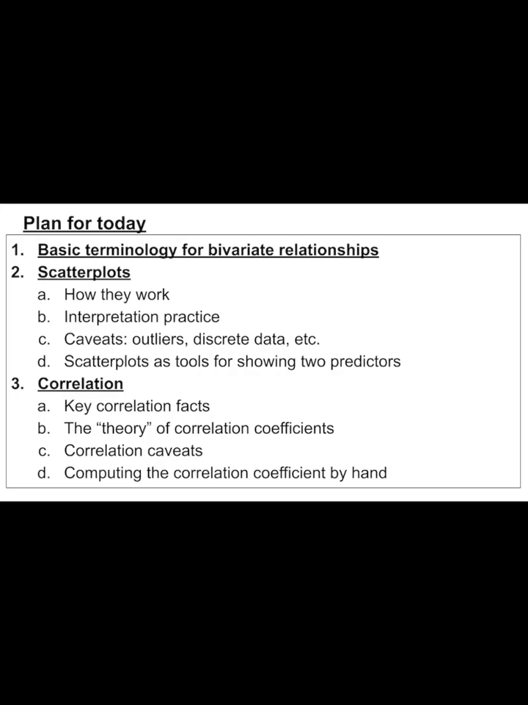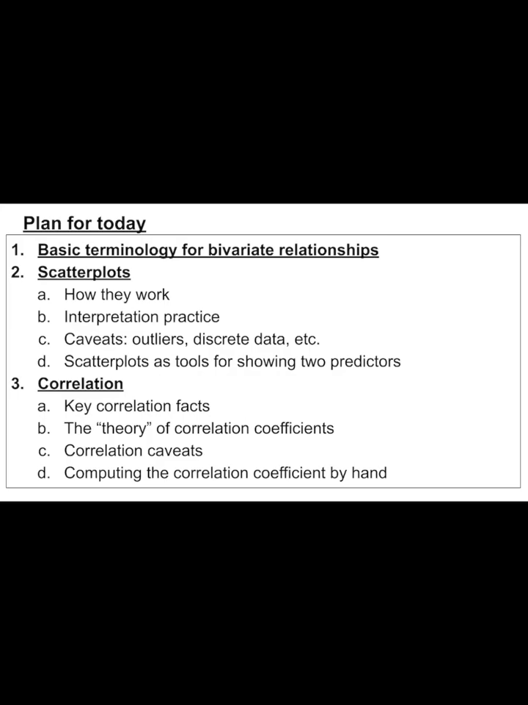And then what we'll talk about is correlation, which is a numeric measure that helps us quantify what's going on in a scatterplot. In other words, when we've got two quantitative variables that we're trying to put in relation to one another. We'll go over some key correlation facts, then I'll show you a little bit of the theory, so we'll do a derivation of the correlation coefficient.